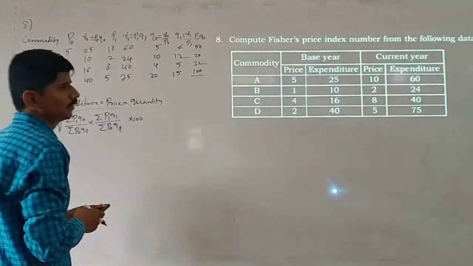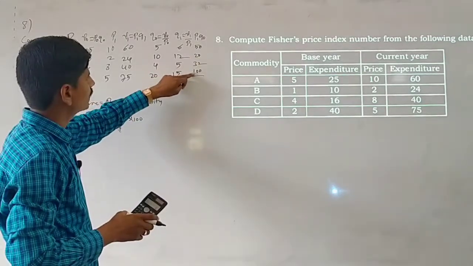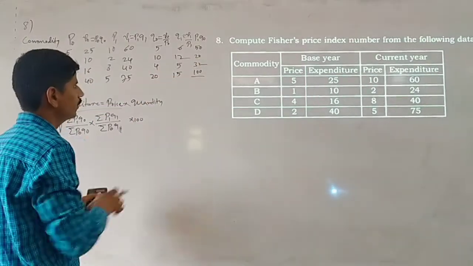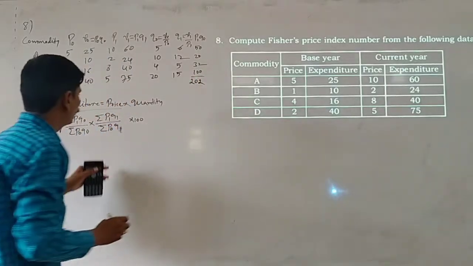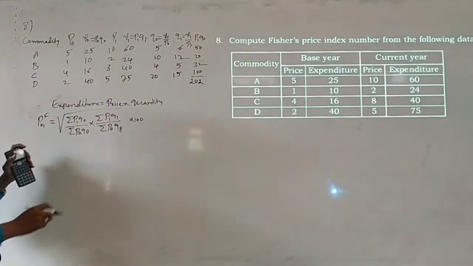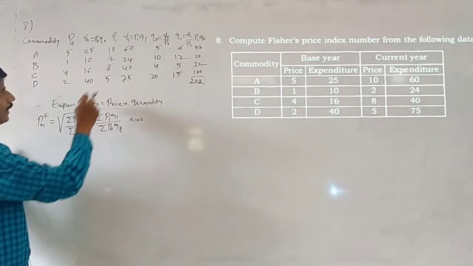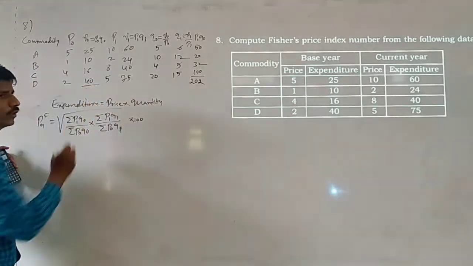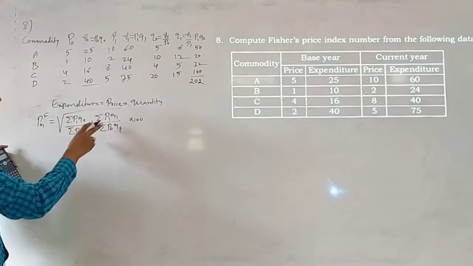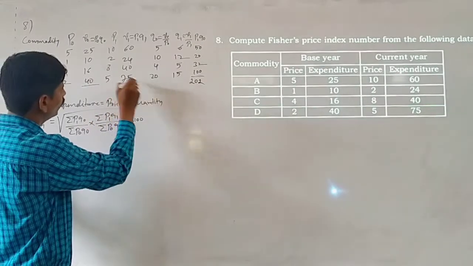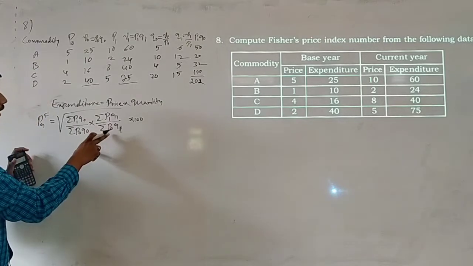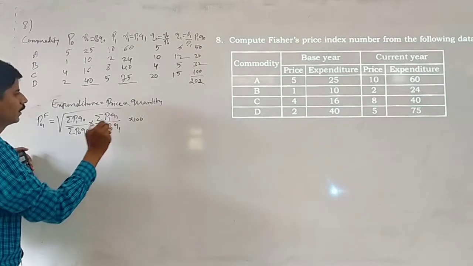Here 50 plus 20 is 70, 70 plus 100 is 170, 170 plus 32 is 202. Okay, next we want P1 Q1. Next P0 Q0. Here P0 and Q0 values are given already, so no need to calculate P0 and Q0. And next we have to find P1 Q1. It is also given already, no need to calculate. And last we have to find the sum of P0 Q1.